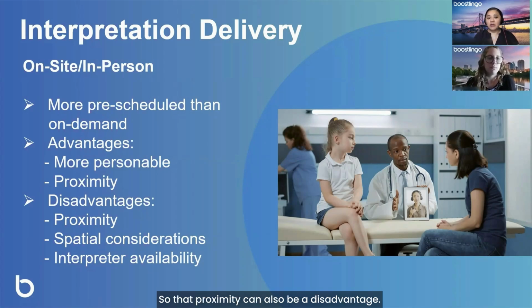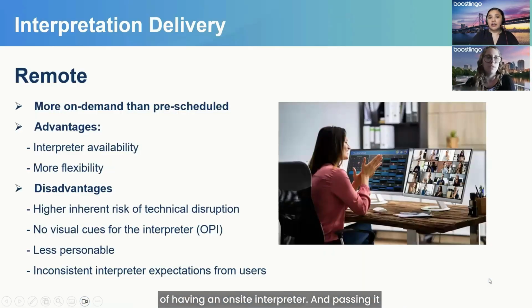So that proximity can also be a disadvantage. Additionally to that, if they are limited to being in the room, there might be space limitations. And of course, if it's a medical setting, there are the additional limitations with exposing additional people to whatever may be in the room. So those are both the advantages and disadvantages of having an on-site interpreter. And passing it back to you to talk about remote.